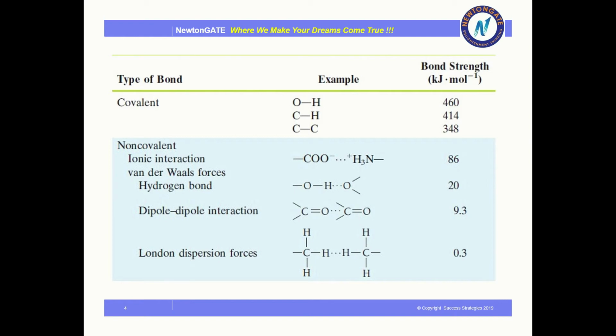See, the non-covalent interactions are, in comparison, not that strong, isn't it? These are the weaker interactions. See, London dispersion forces are very weak. The bond strength here is 0.3, and in the covalent bond type, here you have 460 kilojoule per mole. You need this much energy to break the bond. So that means the bond is very strong, isn't it?